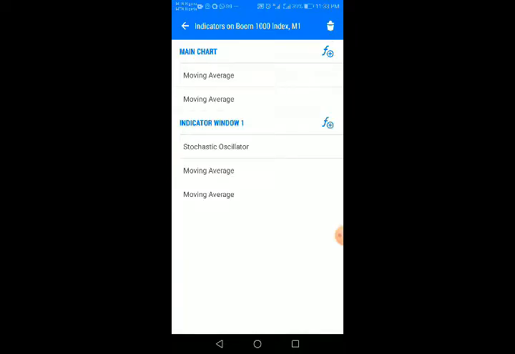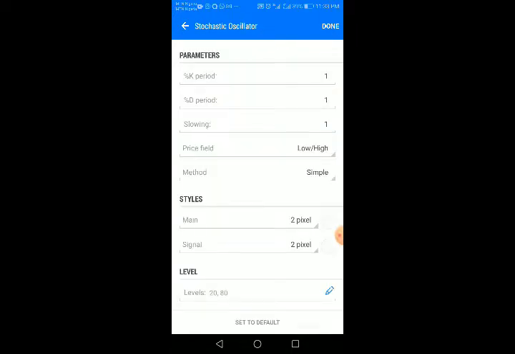So let's go to the second one on the indicator window 1. So we have the stochastic oscillator. These are the settings for the stochastic oscillator. So period, we have 111, just the way you're seeing it on the screen. You understand? Make sure you set it up like this. Price field, low/high, then simple method.